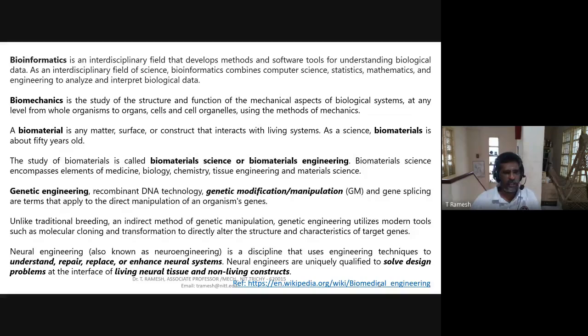So neural engineering, also known as neuroengineering, is a discipline that uses engineering techniques to understand, repair, replace, or enhance neural systems. And neural engineers are uniquely qualified to solve design problems at the interface of living neural tissue and non-living constructs. So the idea of artificial neural networks is highly required in this particular domain, where you can understand the problem, and repair and replace the damaged neurons in our living system.